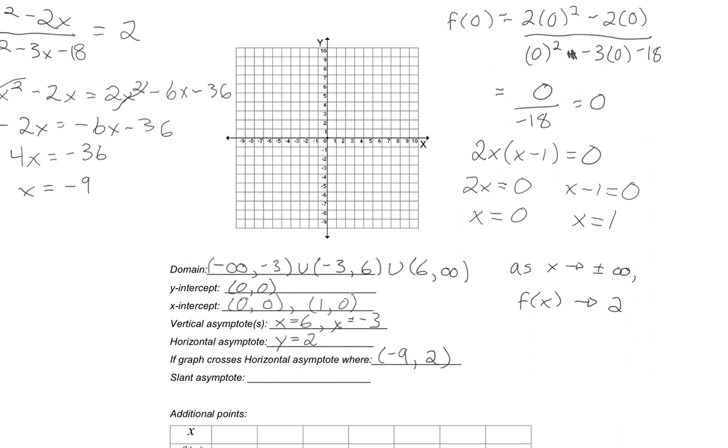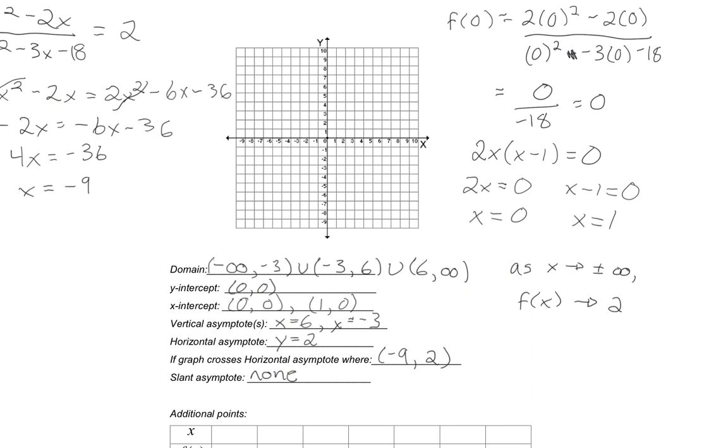Okay? And lastly, our slanted asymptote, this last thing before we get to additional points for graphing, we don't have one. And this is actually because our numerator and denominator have the same degree. And so since they have the same degree, there's no slant asymptote. So I'll just write none. Okay, so on to additional points.